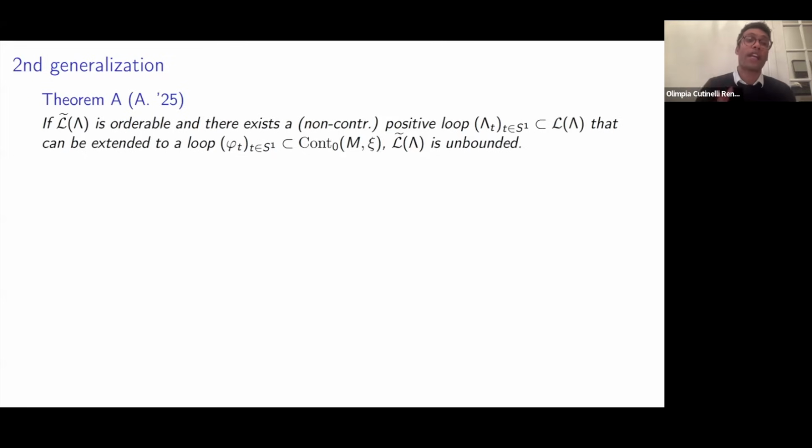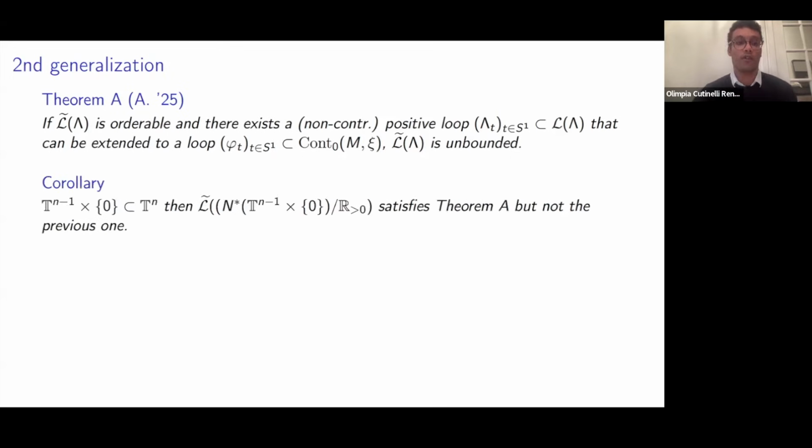So this theorem generalizes the previous one because here I don't expect this loop of contactomorphisms to be itself positive. It extends a positive loop of Legendrians, but this loop of contactomorphisms does not have to be positive everywhere itself. Okay, and actually we have a concrete example where we can apply this theorem A, but we cannot apply the theorem before. So it's a real generalization. It's not vacuous. So the corollary is like that.